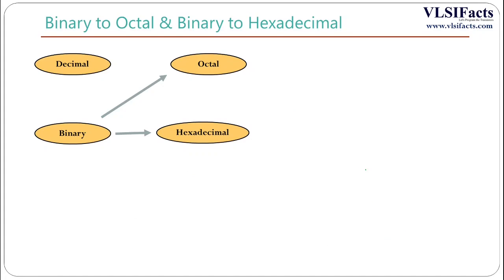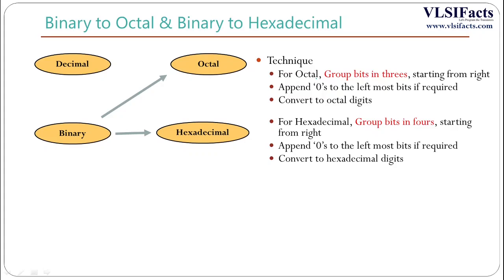Here we will discuss how to convert a binary number to its equivalent octal or hexadecimal number. Both conversion processes are fairly similar. The technique is, for octal conversion, group bits in threes starting from the right, append zeros to the leftmost bits if required, then convert those grouped bits to octal digits. Similarly, for hexadecimal conversion, group bits in fours starting from the right, append zeros to the leftmost bits if required, and finally convert those grouped bits into their corresponding hexadecimal digits.